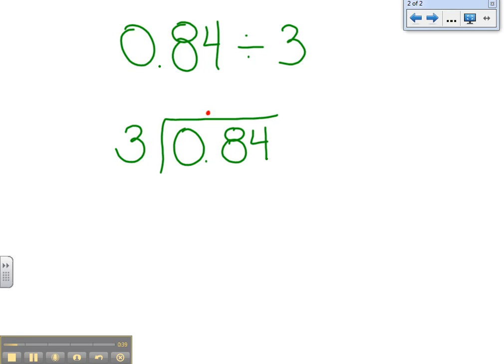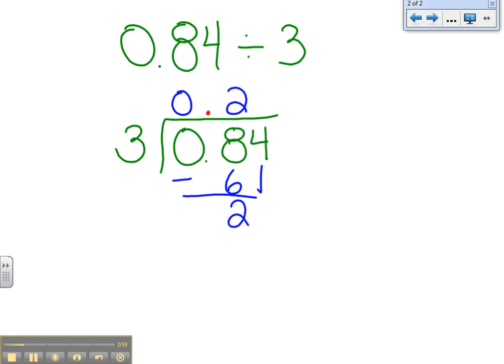From here, I'm going to pretend like the decimal's not even there anymore. I'm going to forget all about the decimal. I'm going to divide just like I would in any other problem. 3 can go into 0, 0 times. 3 can go into 8 twice, so I put down my 2. After I divide, I'm going to multiply. 3 times 2 is 6. I'm going to subtract my 6, and I get a 4.